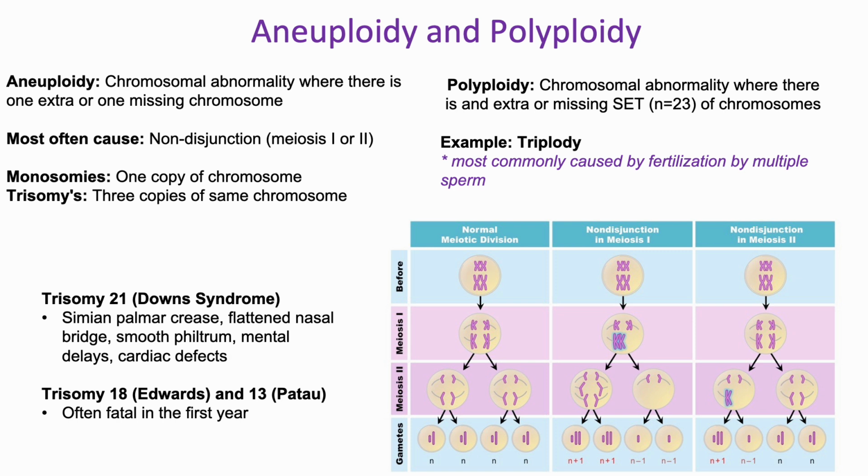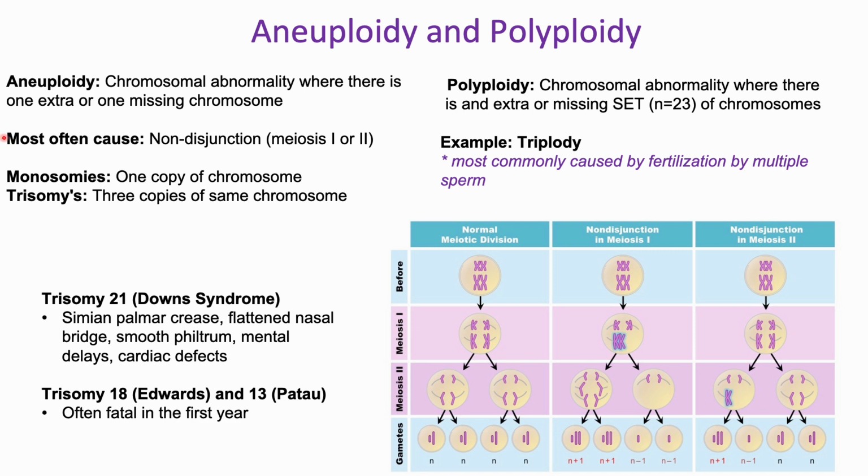So, the first point I want to make is aneuploidy versus polyploidy. So aneuploidy refers to a chromosomal abnormality where there is one extra or one missing chromosome. So this is one chromosome specifically. And the most often cause of this is going to be non-disjunction. It's really important that we know that the most common cause of aneuploidy is going to be non-disjunction of either meiosis 1 or meiosis 2.